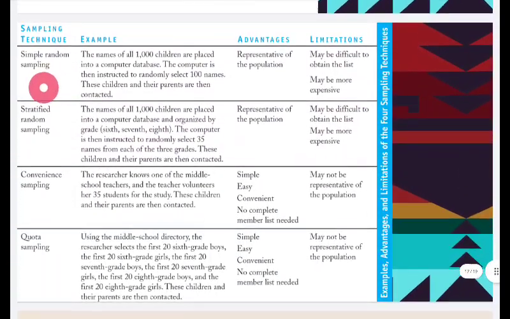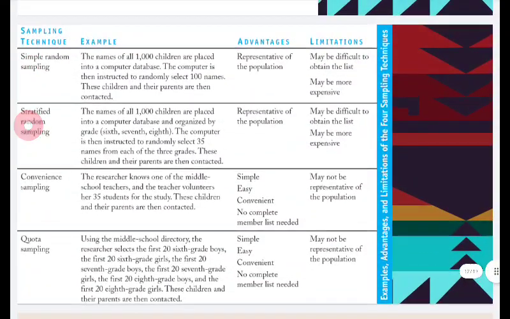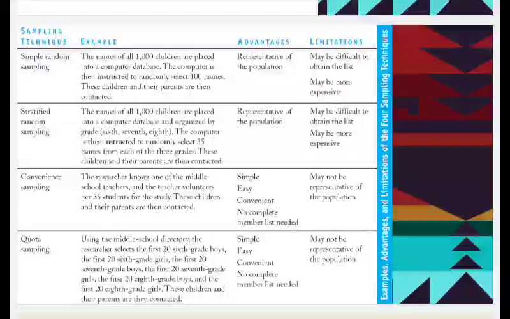now meron tayo itong examples and advantages and limitations of 4 sampling techniques. Meron tayo ditong simple random sampling, stratified, convenience, and of course, quota. So, makikita natin dito yung medyo kaibahan ng 4 na to, dalawa sa probability and dalawa naman sa non-probability. So, first, we move on to simple random sample.